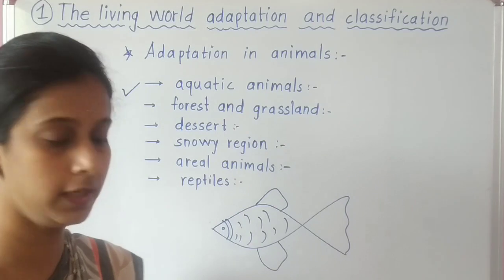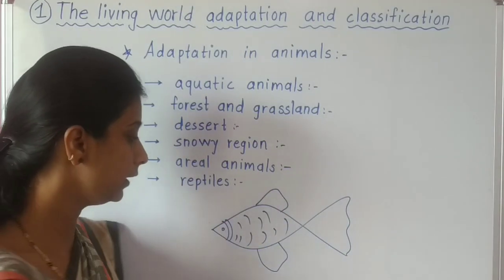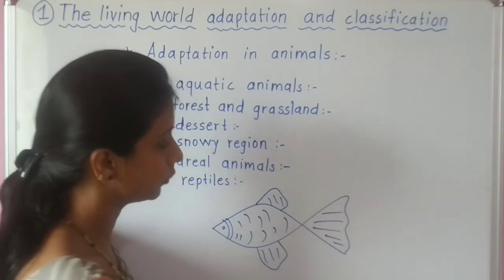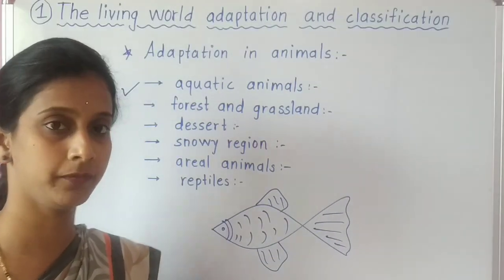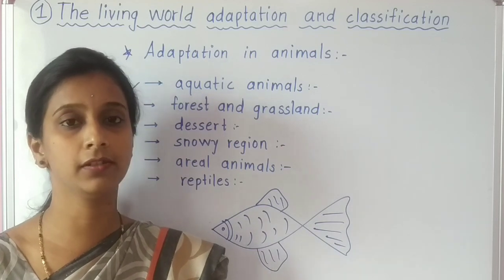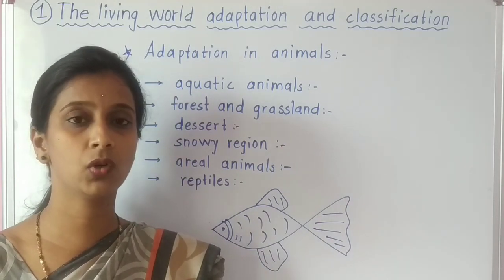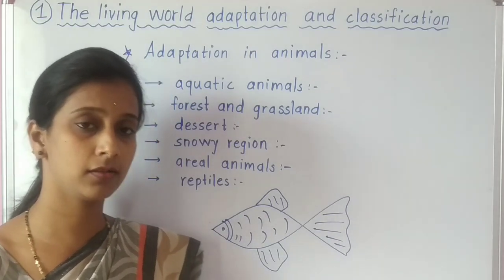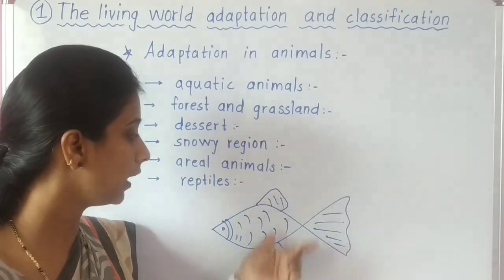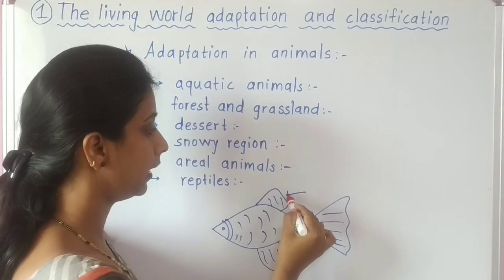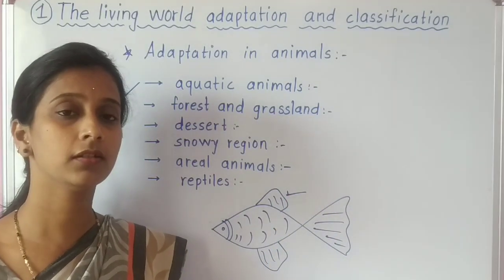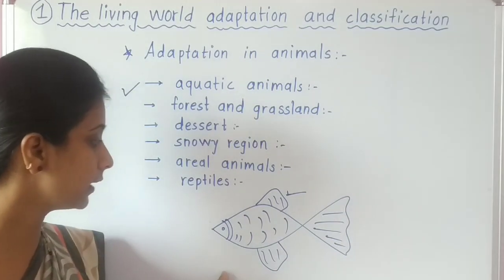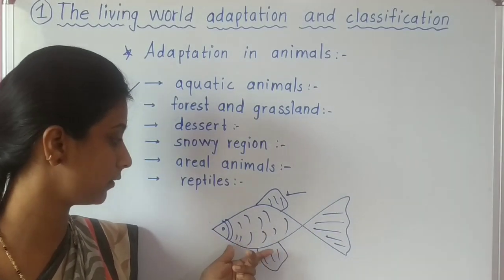Now come to the next adaptation. They have a pair of fins here, and one tail fin is also present in the fishes. So why do the fishes have fins? As they are swimming in the water, they want to change their directions, and to change direction inside the water, they have fins. They have fins to change direction while they are swimming and moving. This is the second adaptation. Now come to the next.